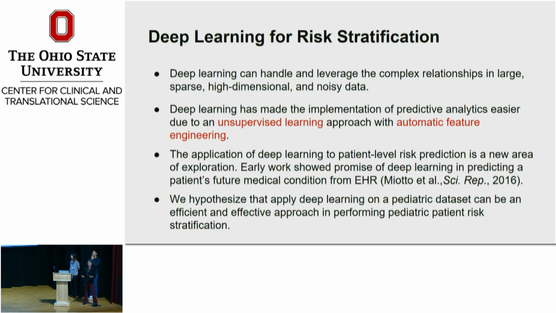So deep learning, as we saw in the last presentation, can leverage the complex data that's available in health information and electronic health record systems. And you can use predictive analytics to do an unsupervised learning approach, and that can be with automatic feature engineering. The application of deep learning to patient-level risk stratification is a new avenue. It's shown some promise, but our work, we understand, is the first to apply deep learning to a pediatric data set and attempt to perform patient risk stratification.